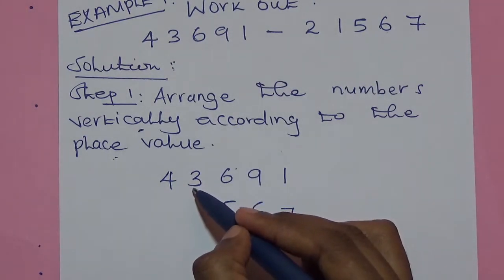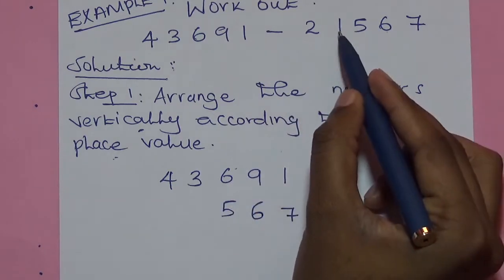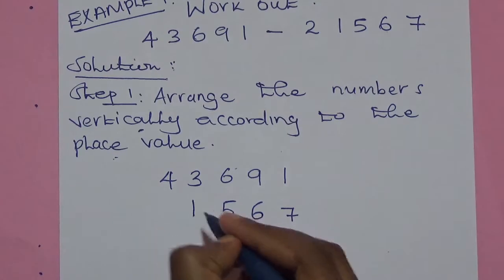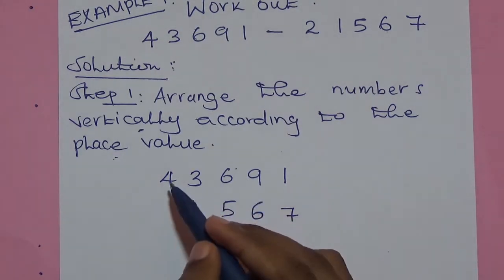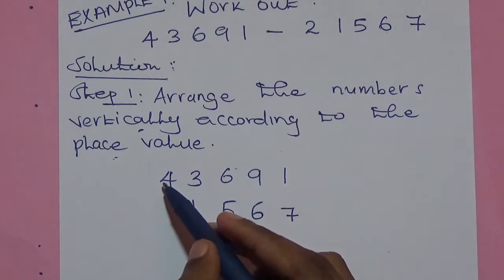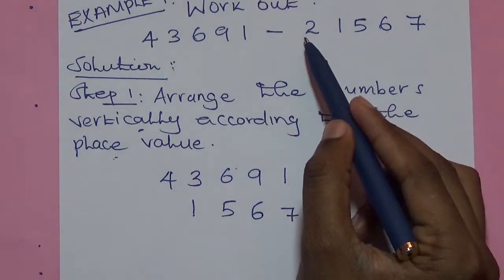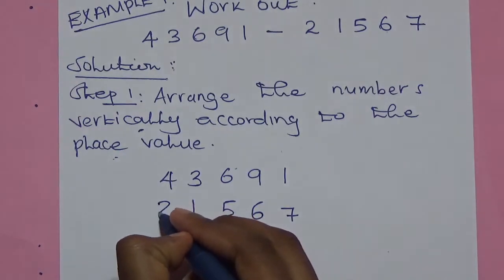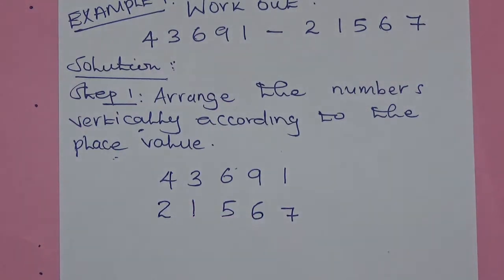3 represents thousands. In this case, 1 represents thousands. So 1 will come at that position. And finally, 4 represents tens of thousands. And in this case, 2 also represents tens of thousands. So 2 will come at that position. Now we are done with the first step.